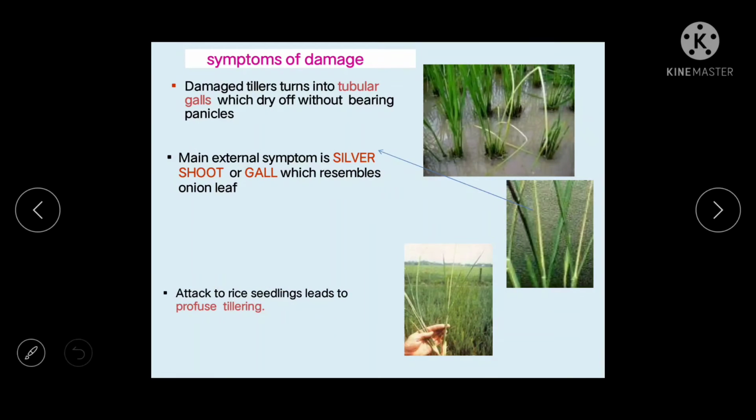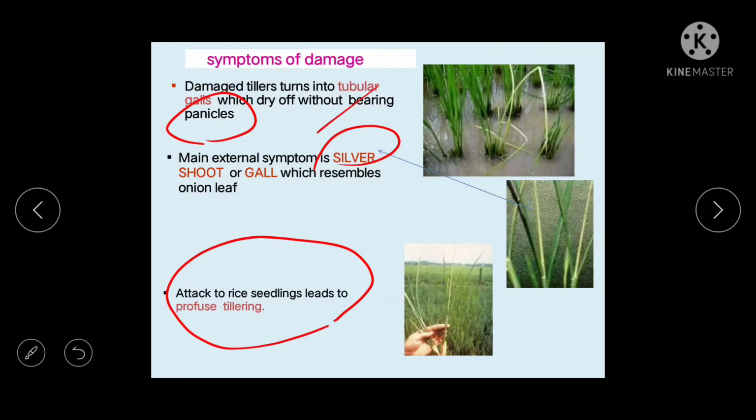Next, the damage symptoms are as already told: a tubular gall forms without bearing a panicle, known as silvery shoot or onion shoot. Then attack on rice seedlings leads to profuse tillering. Suppose the gall midge attacks the rice in the seedling stage, then you will find profuse tillering, meaning tillering occurs much more compared to normal tillering. So tillering occurs more, but these tillers will not bear any panicle.